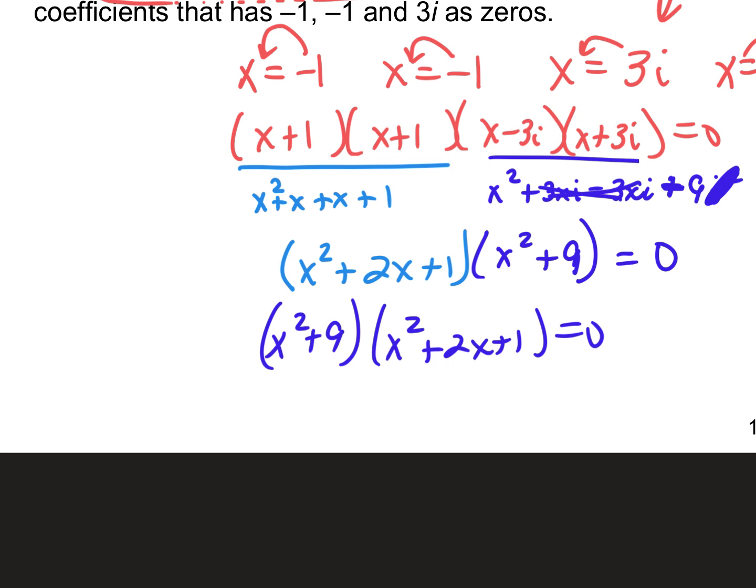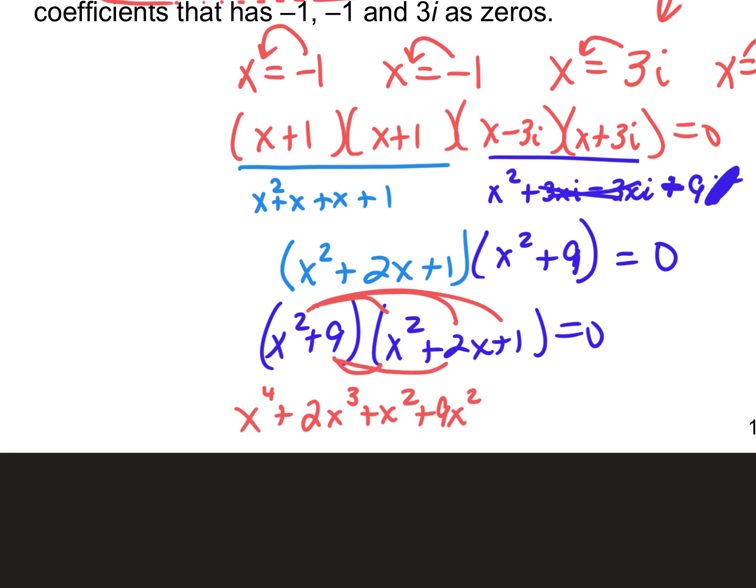It just can get really messy. X squared times x squared is x to the fourth. X squared times 2x is plus 2x to the 3. X squared times 1 is plus x squared. So 9 times x squared is plus 9x squared. 9 times 2x is plus 18x. And 9 times 1 is 9.